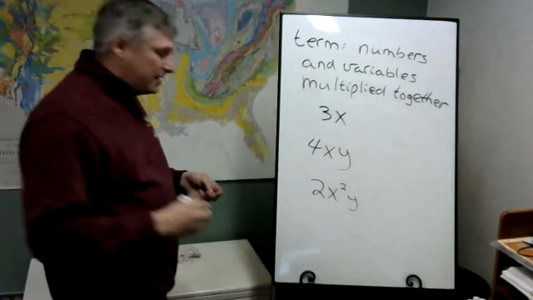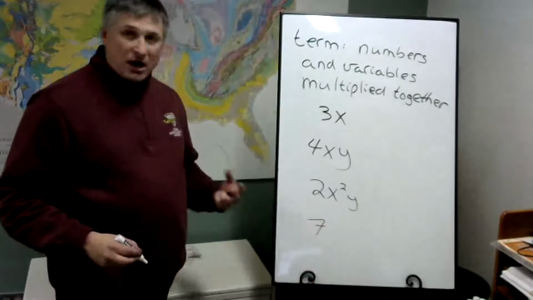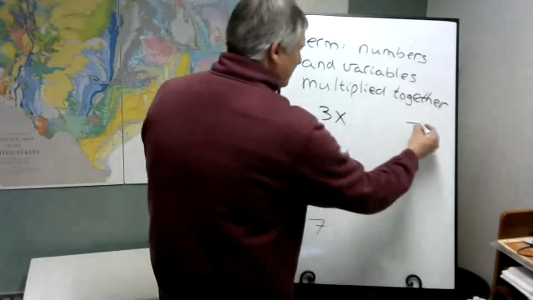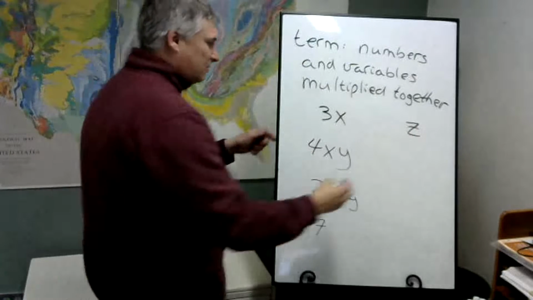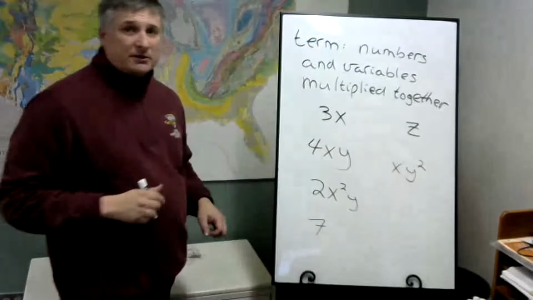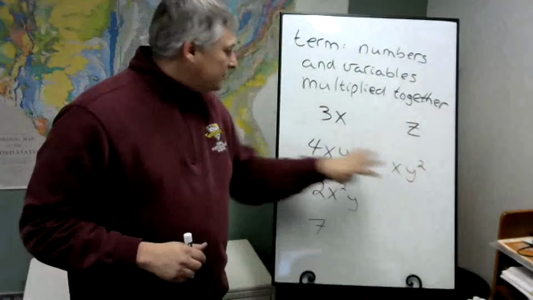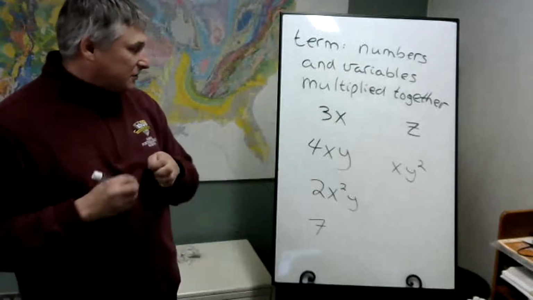And then there's something called a constant term. A number by itself is a constant term. Now, a variable by itself is also a term, but that's not a constant term. And you don't always have to have numbers with the variables. This would also be a term. But each of these are examples of terms. And this is a constant term.